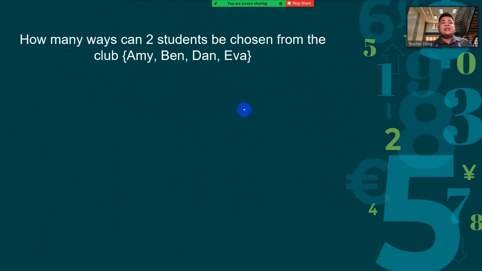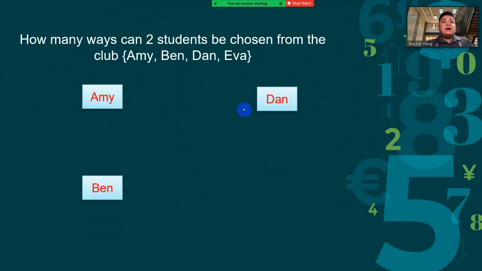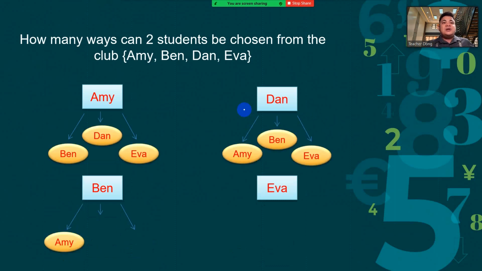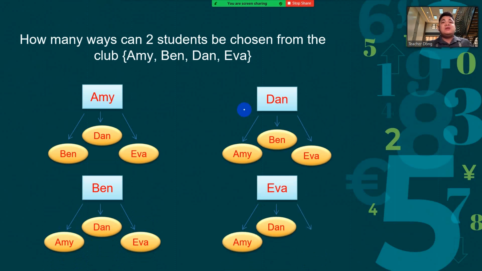Later on, we're going to encounter a lot of problems involving combinations. Now, let's have this: how many ways can two students be chosen from the club? We have Amy, Ben, Dan, and Eva. So we have 4 students or 4 options to be in the club. Let's analyze this one. We can pair Amy to Ben, Dan, and Eva, same as well with the others. We can also pair Dan to Amy, Ben, Eva. Ben, we have Amy, Dan, Eva, and then Eva, we have Amy, Dan, Ben. If we count the possible arrangements, we have 12.